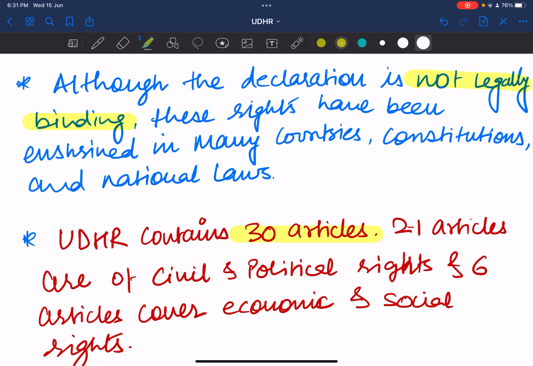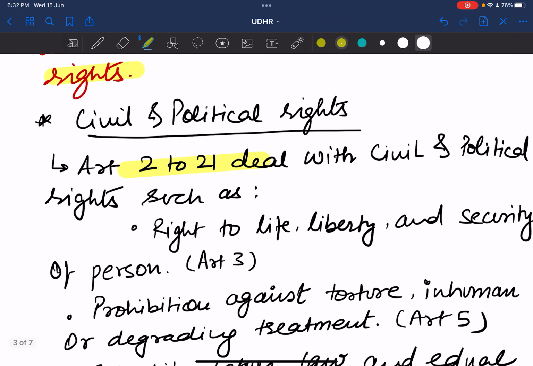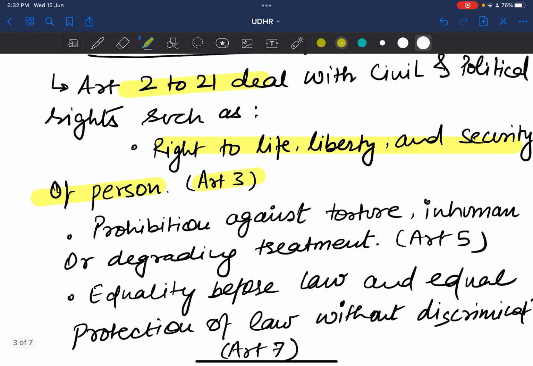Of these, 21 articles are of civil and political rights and 6 articles are of economic, social and cultural rights. Okay, so now what are those rights? First, civil and political rights. Articles 2 to 21 deal with civil and political rights such as the right to life, liberty and security of person. That's from Article 3. Prohibition against torture, inhuman or degrading treatment.